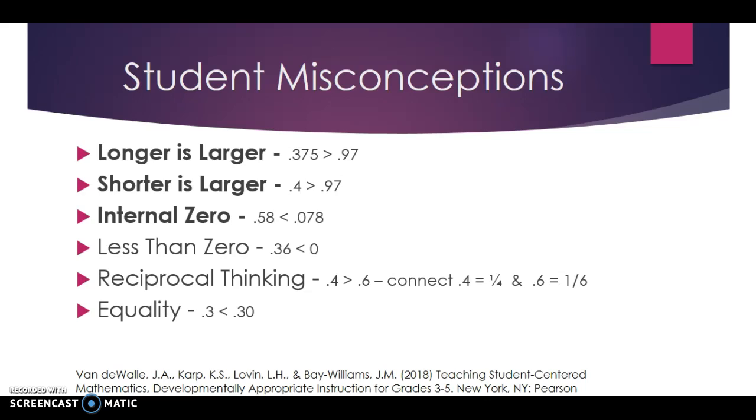6. Equality. Students have a hard time making the connection that 3/10 is the same as 30/100. So allow them to use area models and number lines to see that the numbers are in fact the same.